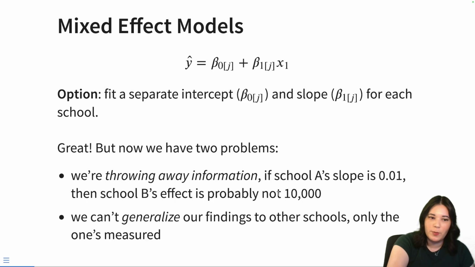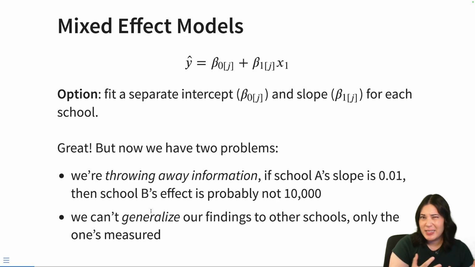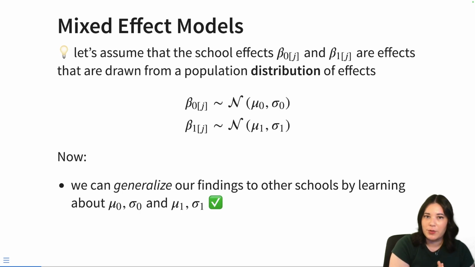The second problem that we have is that we can't generalize our findings to other schools. Let's say we measured 5 schools in the entire country, but we want to generalize our results to all schools in the country. If we solve our problems by simply having basically different regression coefficients and intercepts for each school, we still have these 2 problems. So what could we do instead?